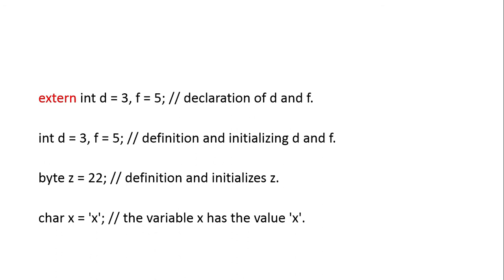And then the next thing, these are normal examples: int d equal to 3 and f equal to 5, then byte z equal to 22, whatever it is. So these are the structures of declaration. And please remember, when you declare a character, it should be written with single quotes, char x equal to 'x'. The value doesn't need to change the declaration of the character. You can declare char x equal to 'a', or you can declare b equal to 's', whatever it is, it may change.